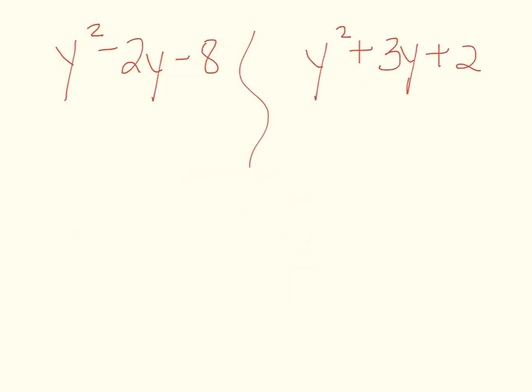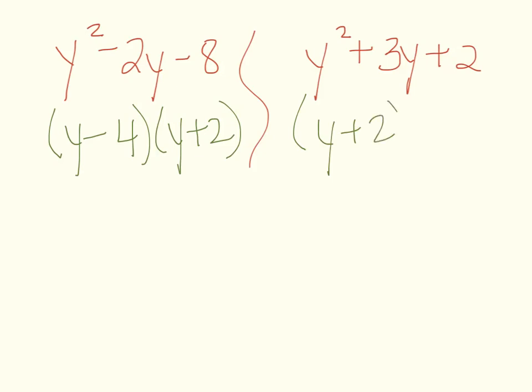So let's go ahead and look at a couple polynomials since we just did monomials. If you're given a couple polynomials and asked to find the common denominator, the first step is to factor both of them. So we can use a shortcut here. It looks like we're looking for two things that multiply to negative 8 and add to negative 2. So in this case, negative 4 and a positive 2. Over here on the second one, we're looking for two things that multiply to 2 and add to 3, so a 2 and a 1.